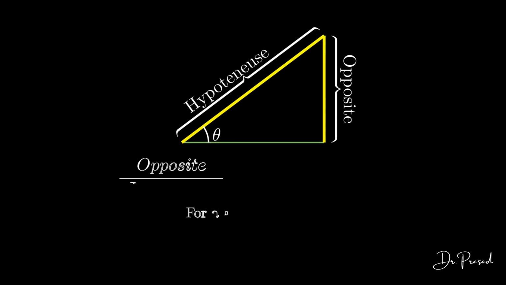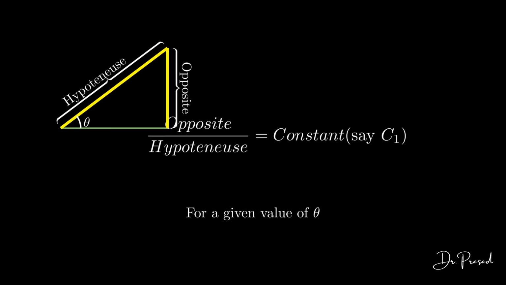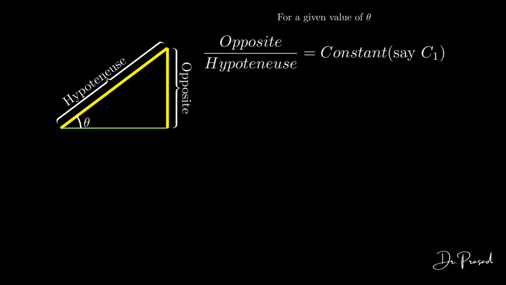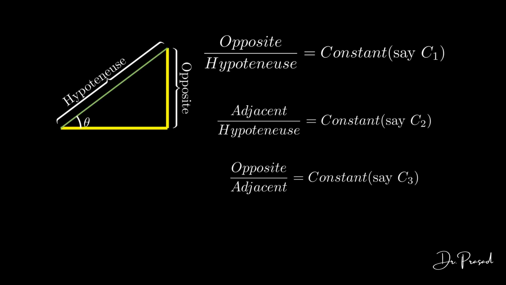So what we have just found is that opposite by hypotenuse is equal to a constant. But this result is not true only for opposite and hypotenuse. This is true for any two sides of a triangle. So if we choose adjacent and hypotenuse, then that will also be constant but different from the previous ratio. Now if we choose opposite and adjacent, then opposite by adjacent is another constant. These ratios are very important and they have been given special names.